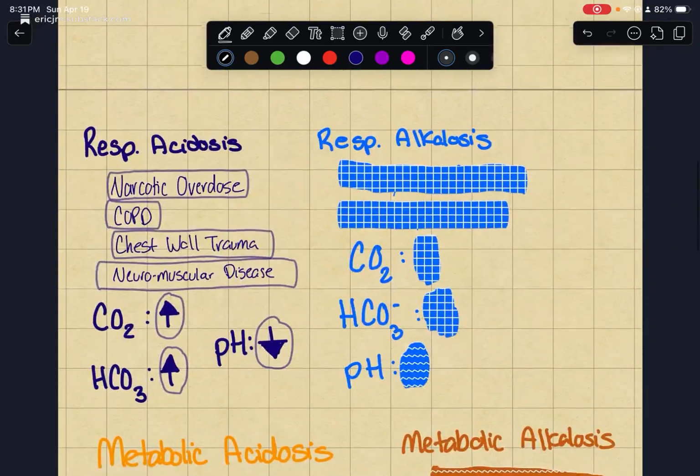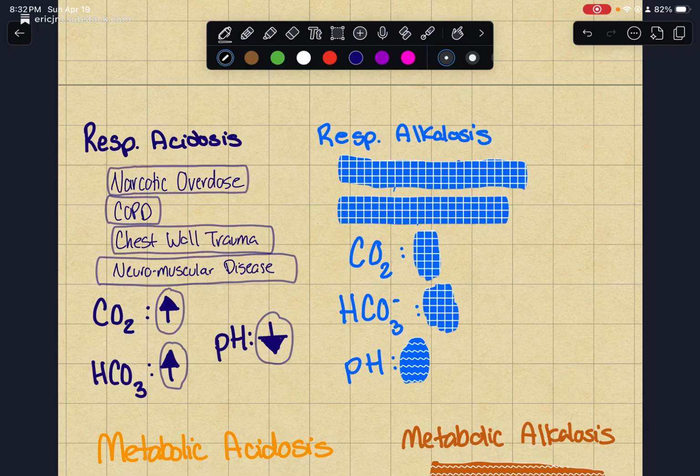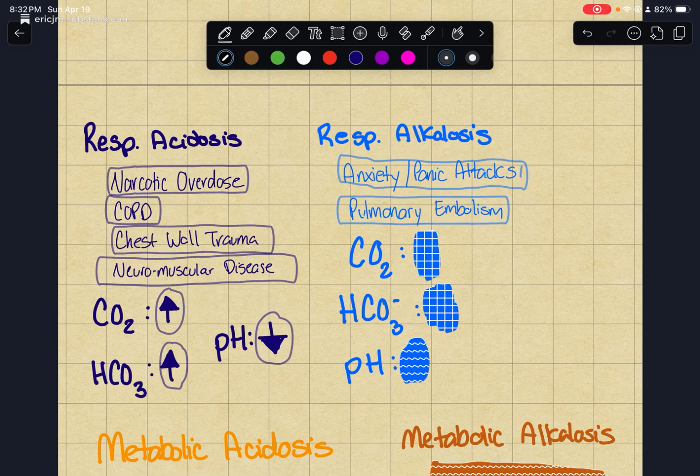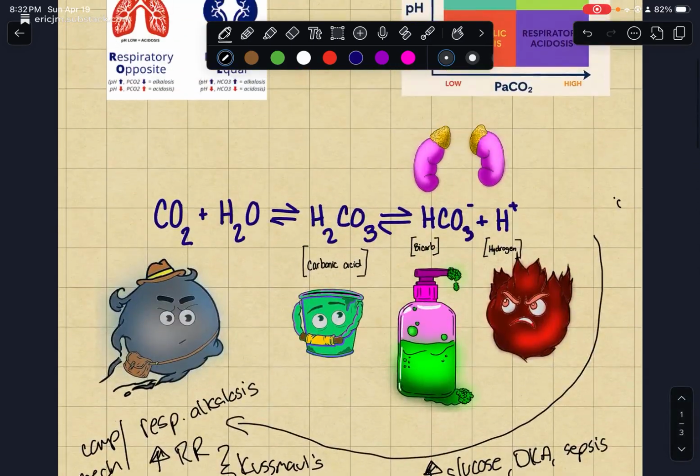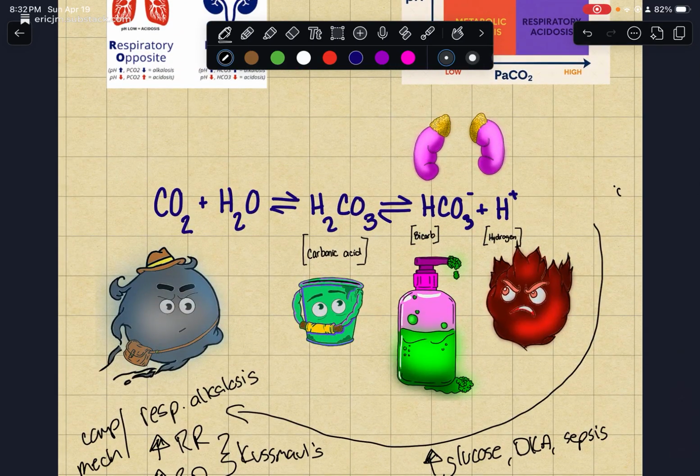All right, so let's do another one. Let's do respiratory alkalosis. This would be the exact opposite problem. We already went over one of them, which would be kind of like a panic attack. So anxiety, panic attacks, and then a pulmonary embolism. So what would the pH be? Low or high? Should be high. What would the CO2 be? Should be low because they're breathing it all off. What happens to the bicarb? Should be low.